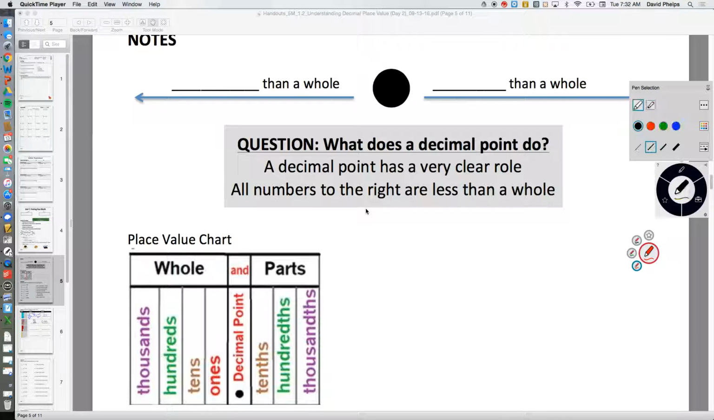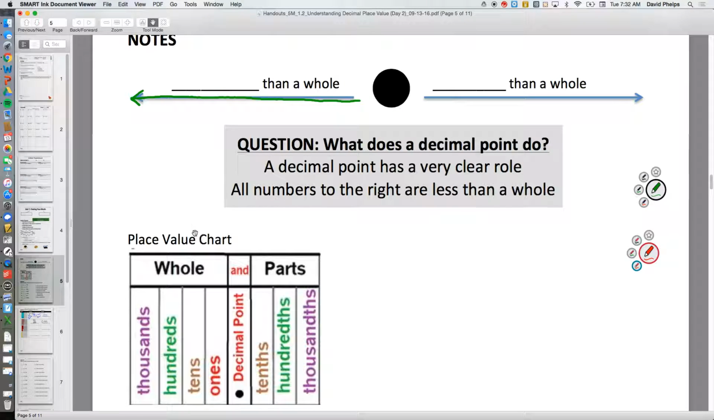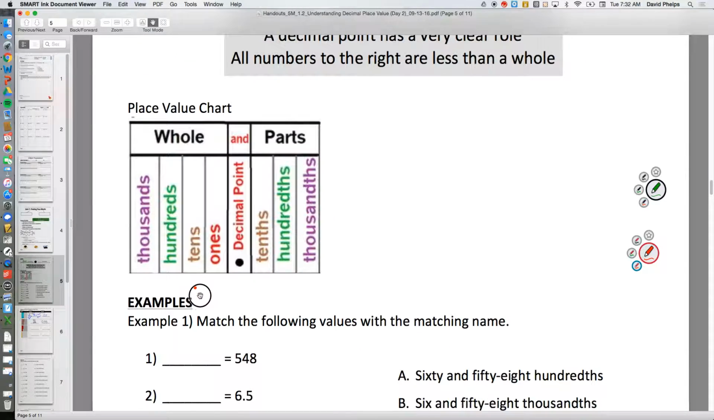First, I'm going to do this in green. Draw an arrow going to the left of your decimal point on top of the one I already drew. We know if we have numbers that are to the left of our decimal point, it will be more than a whole. And we can see this by looking at our place value chart.